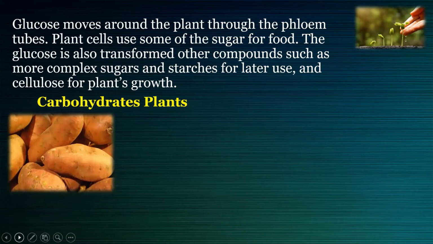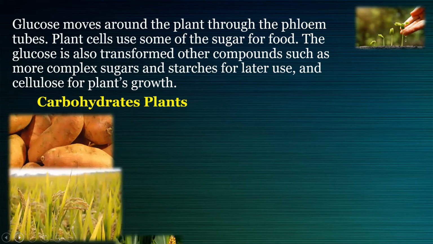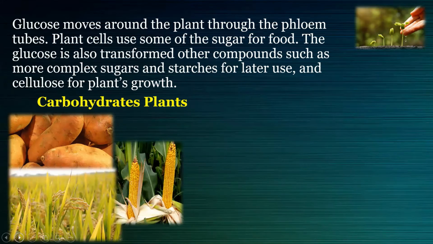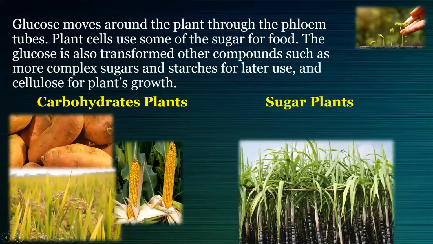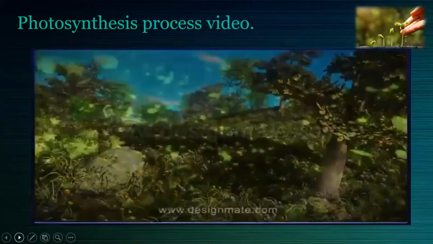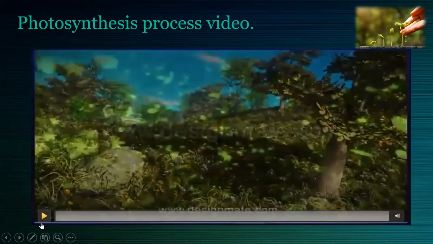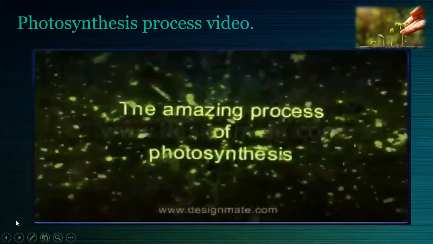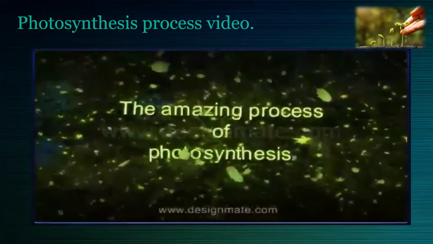These are the examples of carbohydrate plants. We have the sweet potatoes, the rice, and the corn. A sugar plant example is the sugar cane. Let's watch this photosynthesis process video. The amazing process of photosynthesis.